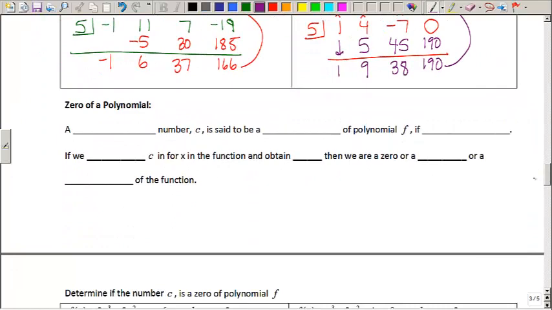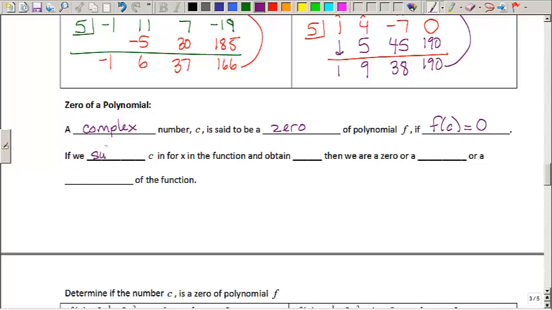Next, I want to remind you about the zeros of a polynomial. We've already talked a little bit about this semester, but I want to remind you that a complex number, c, is said to be a zero of a function if f of that c is equal to 0. And we say complex because it could be real or complex, so that's why we use complex, which includes both.